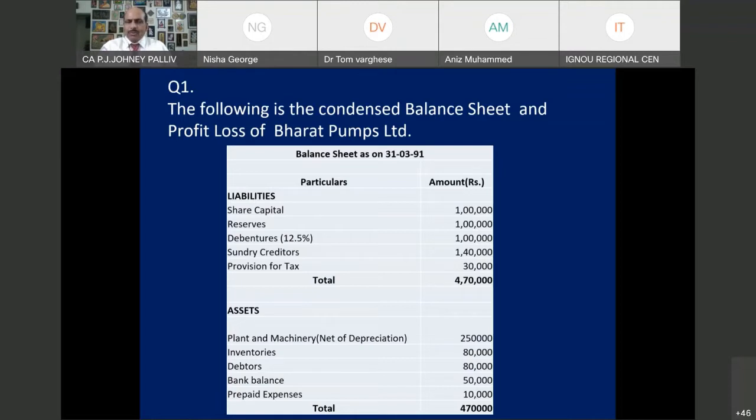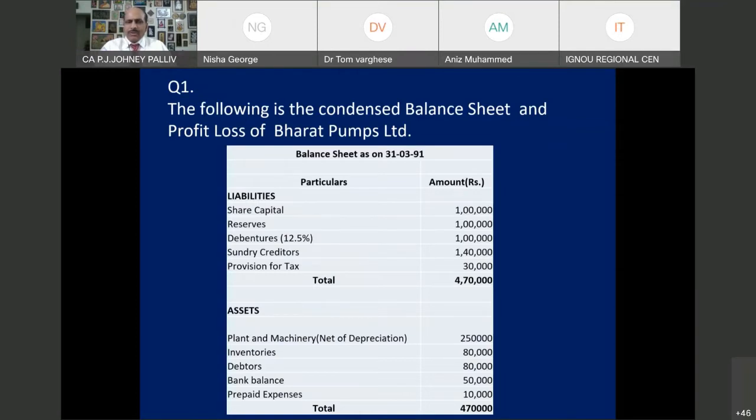Directly, we will come to a problem. An examination problem asked by Indira Gandhi National Open University, one of the previous examinations. The question is: the following is the condensed balance sheet and profit and loss account of Bharat Pumps Limited. A balance sheet is a statement showing the statement of affairs as on a particular day.